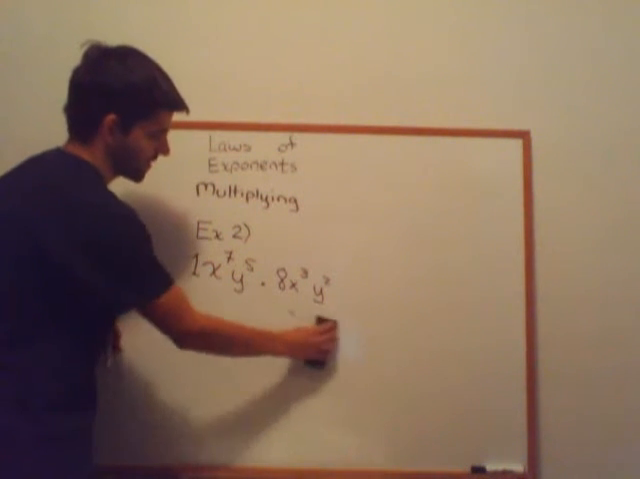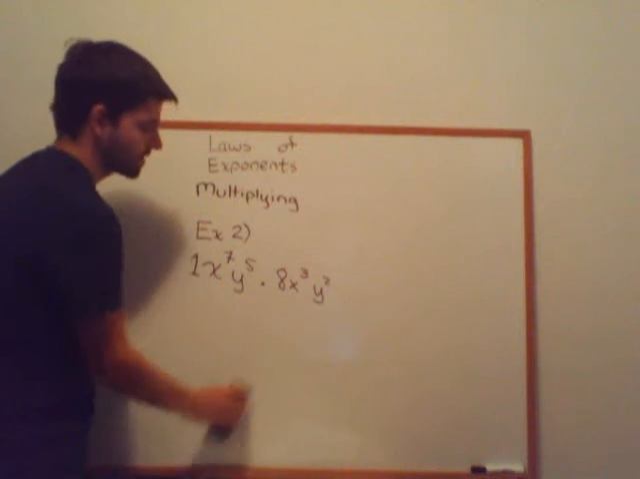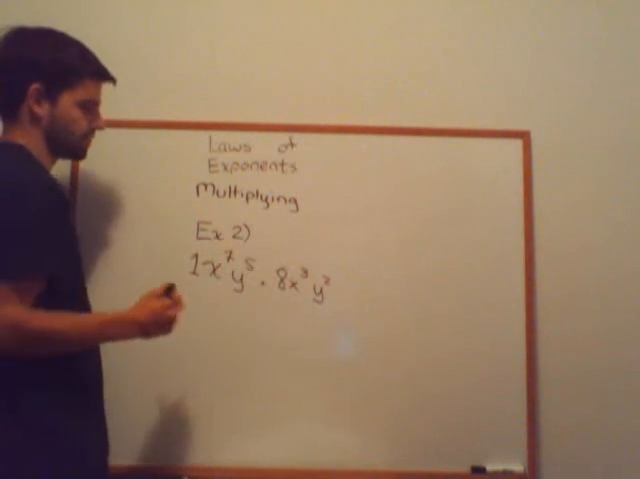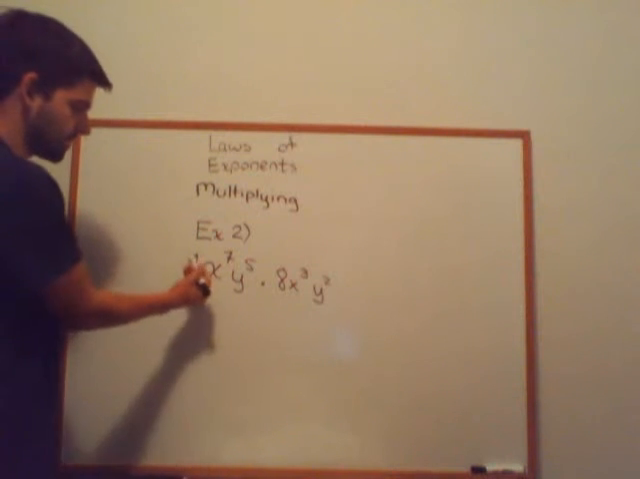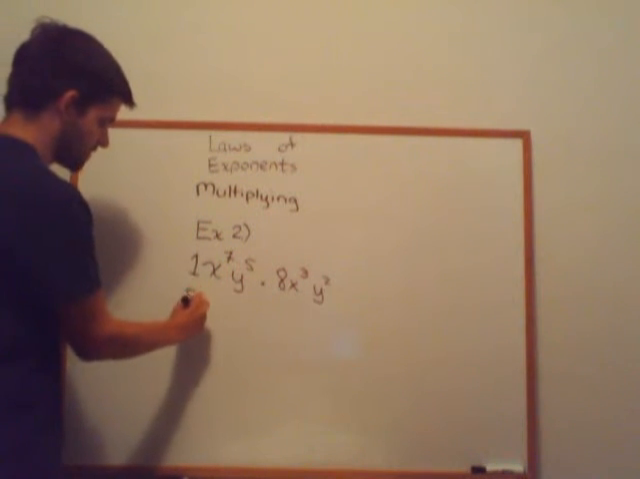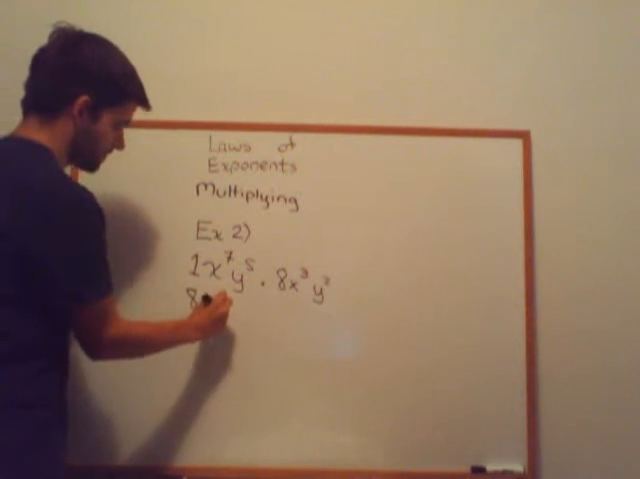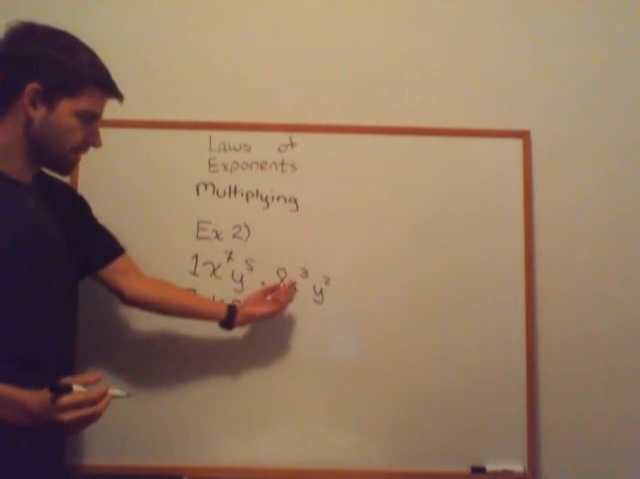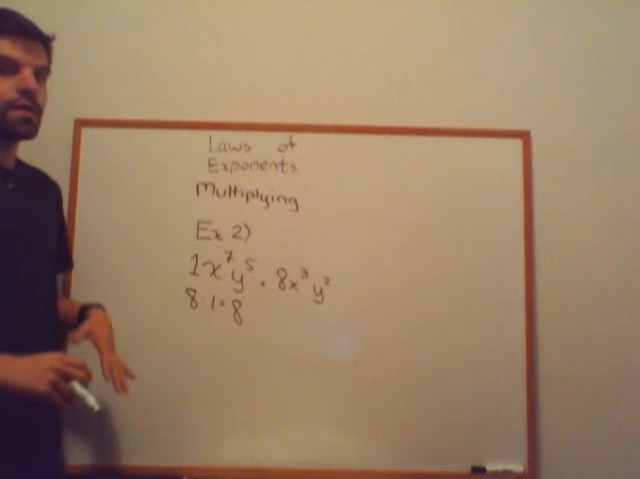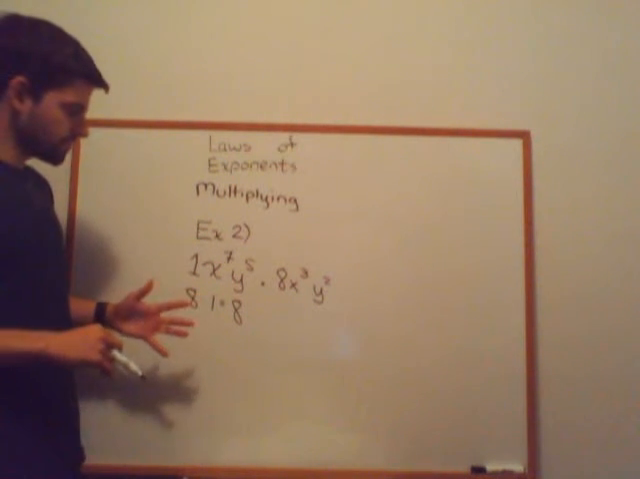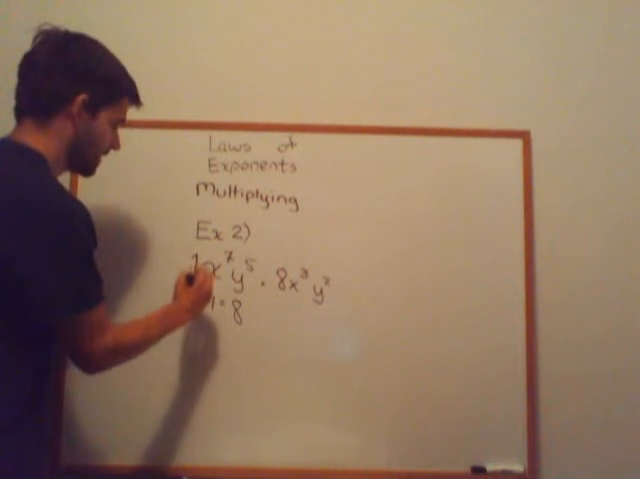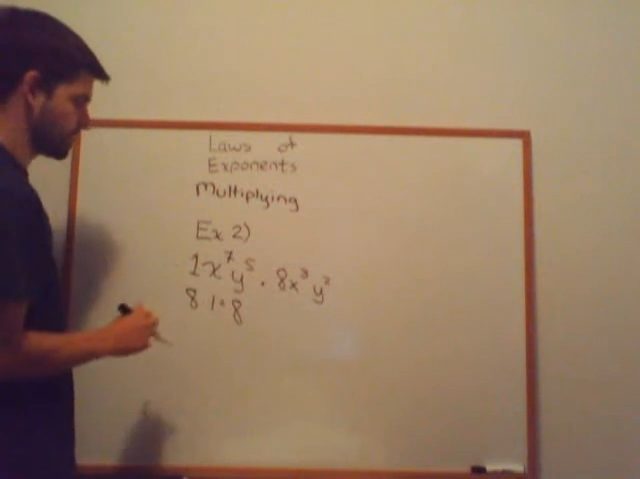Now, going back to the example, again, make it easy on yourself. Break it apart. Don't try to tackle the whole thing at once. Start with your whole numbers. So 8 times 1 is 8. x to the 7th times x to the 3. Do the x's next, and then worry about the y's, okay? So, again, it's just a summation of the exponents.